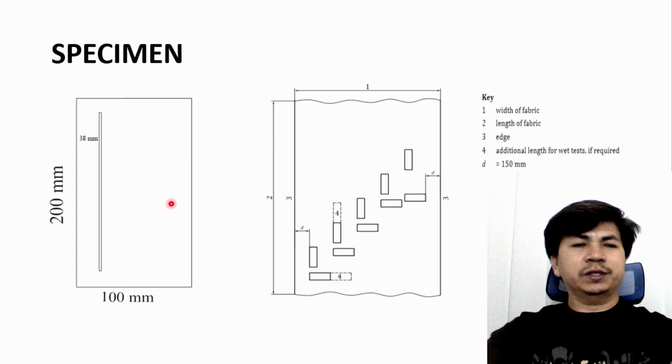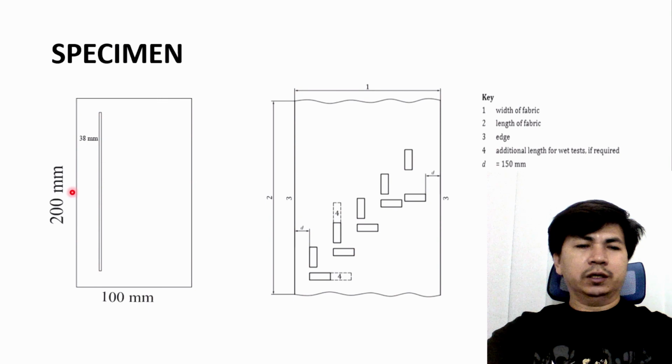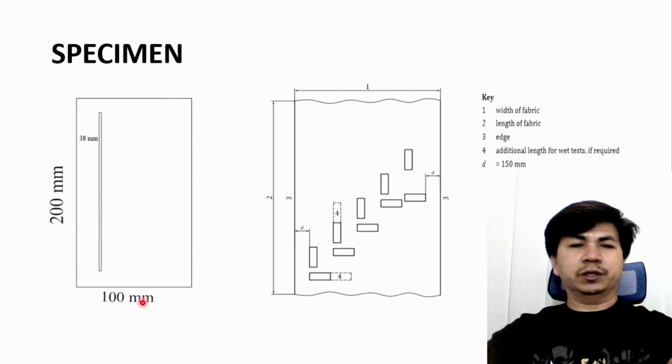This is the specimen diagram, with the length direction and the weft direction. The length direction is 200 millimeter and the width direction is 100 millimeter. And this is the draw line, which is needed to draw the length of the specimen. This draw line is 38 millimeter distance from the specimen.